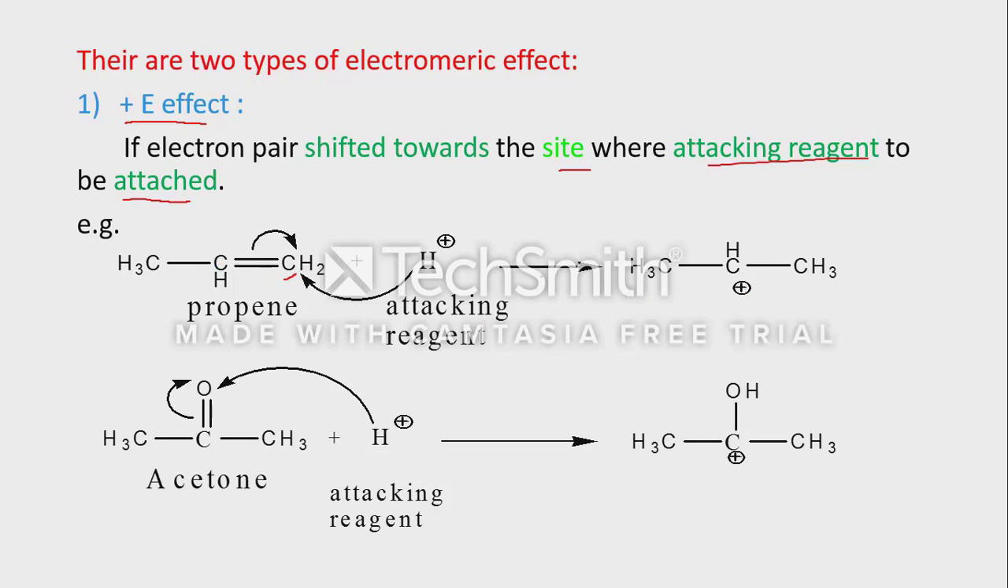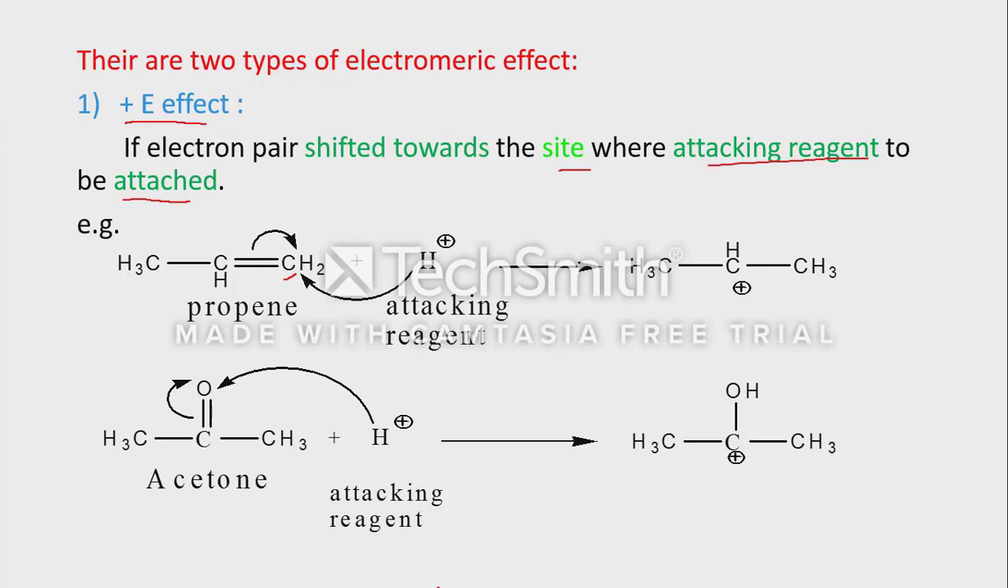So this carbon is electron deficient and produces a positive charge, and the pi electrons are shared with the attacking reagent, the proton hydrogen, to form a new bond, and this is the CH methyl.